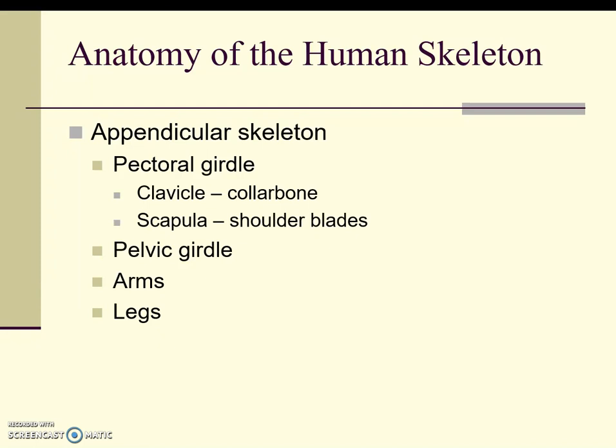So the pectoral girdle is made up of the clavicles and the scapula. Clavicles is your collarbones, and the scapula or the scapulae are the shoulder blades. Of course, you have 2 clavicles and 2 scapulae. And then the pelvic girdle is made up of the fused hip bones, which we'll talk about more in Chapter 7. And then, of course, the bones of the arms and the legs are all part of the appendicular skeleton.